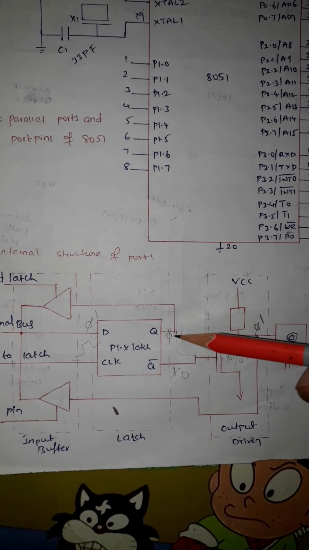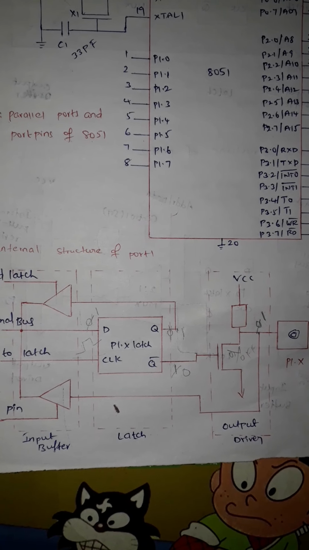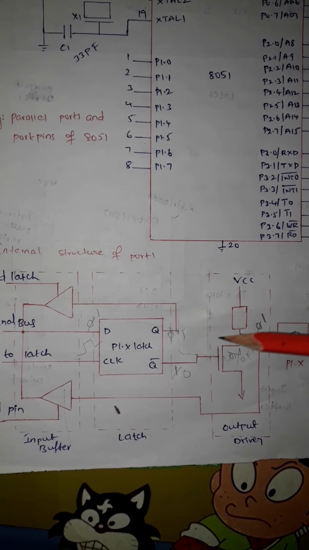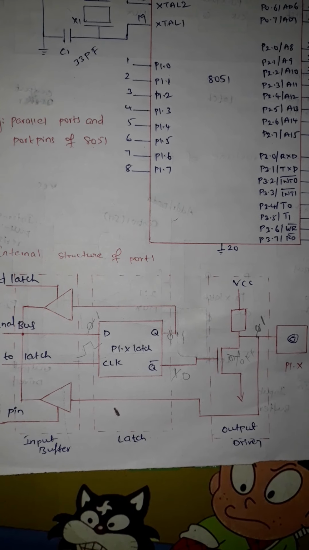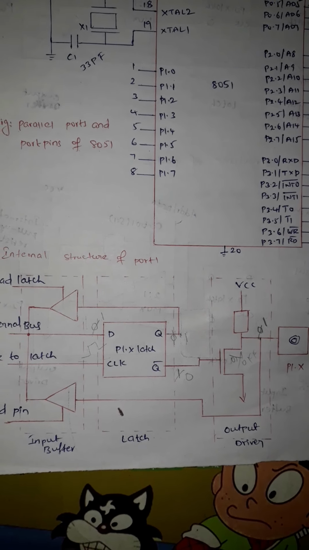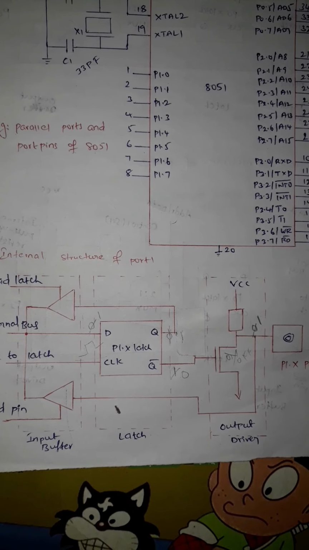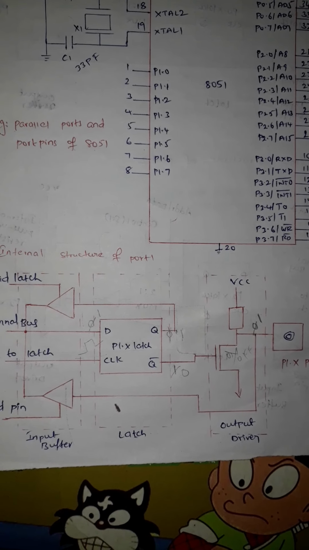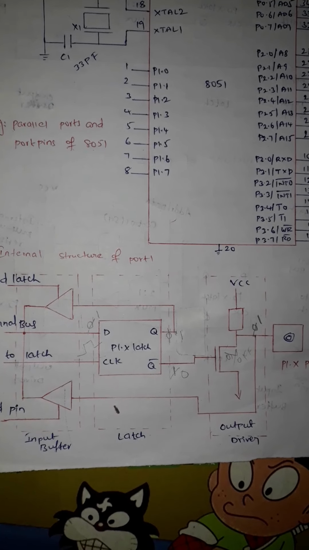So in this way you can write a value 0 to the port pin, or you can write a value 1 to the port pin. Now this is how port 1 acts as the output port, and you can write the values 0 and 1 to the port.